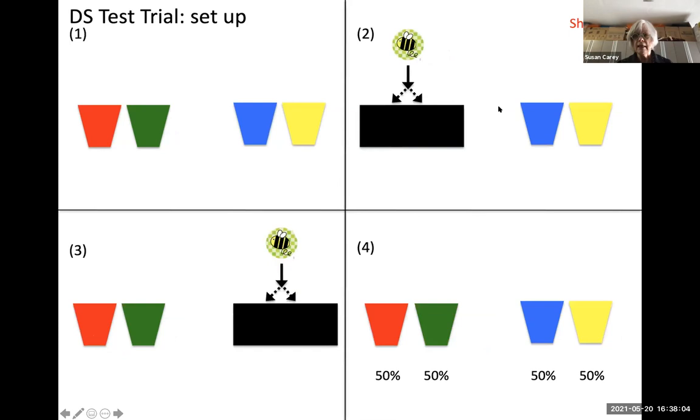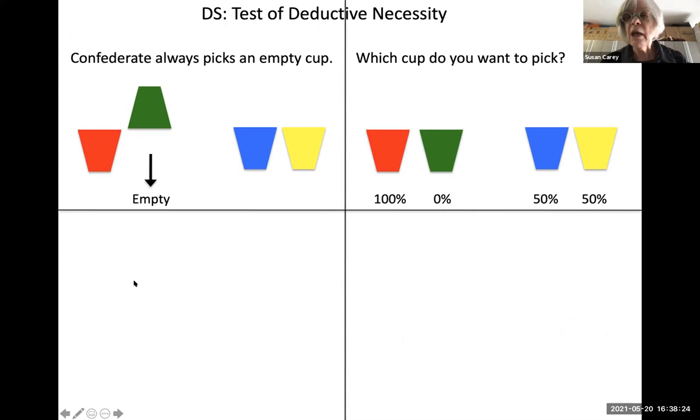testing the disjunctive syllogism. So there's two acts of hiding, one sticker behind this set of cups and one sticker behind this side of cups. And then the Confederate goes first on most of the trials, but sometimes we let the child go first; we don't analyze those data because they have no way of knowing. So the Confederate always picks an empty cup. And so now the child, if the child can work through a disjunctive syllogism, has the same structure as the three cup task. If you've gotten to deductive certainty here, you have a choice between a 100% option and two 50% options.